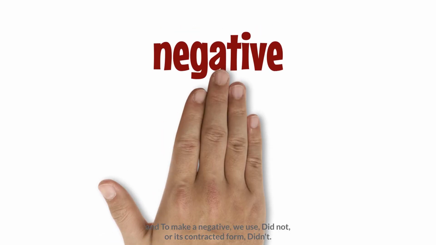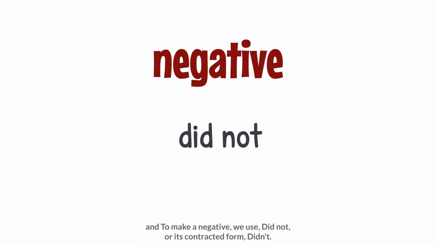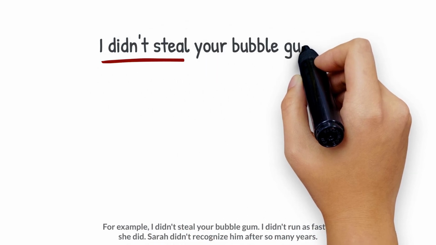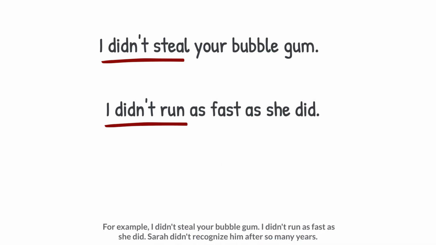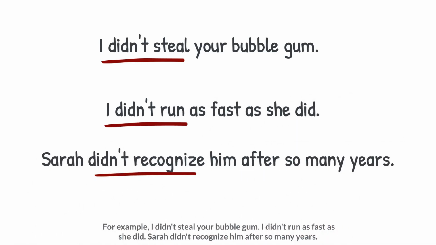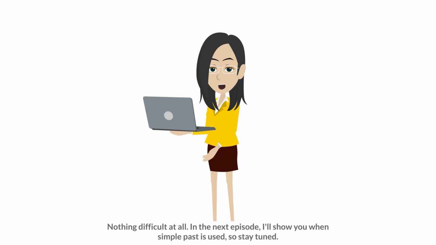And to make a negative, we use did not or its contracted form, didn't. For example, I didn't steal your bubble gum. I didn't run as fast as she did. Sarah didn't recognize him after so many years. Nothing difficult at all.